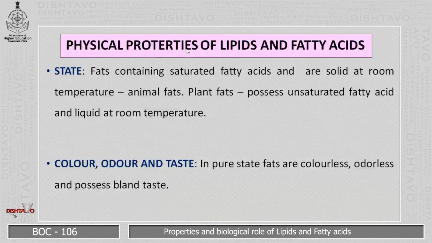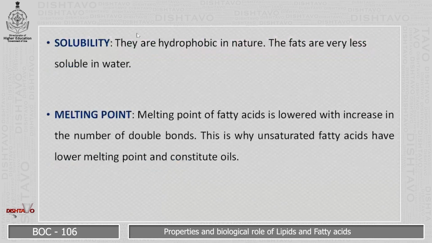Now, coming to the physical properties of lipids and fatty acids. The first one is state. Fats contain saturated fatty acids and are solid at room temperature, for example animal fats, whereas plant fats possess unsaturated fatty acids and are liquid at room temperature. Then the color, odor and taste: in the pure state, fats are colorless, odorless and possess a bland taste. Solubility: they are hydrophobic in nature and fats are very less soluble in water.